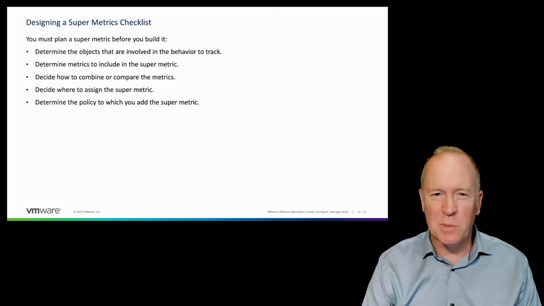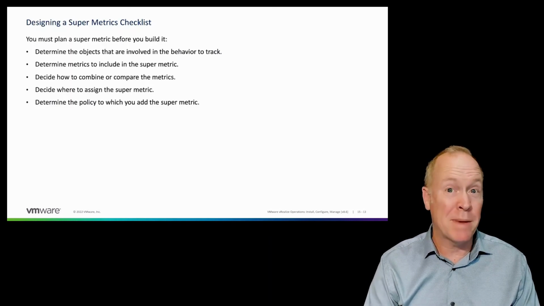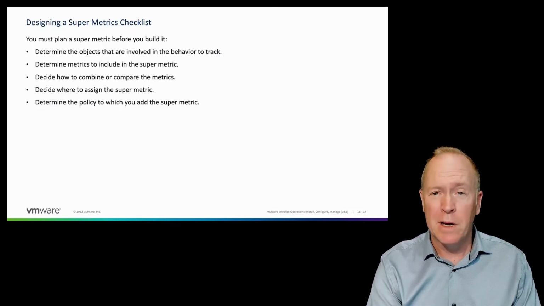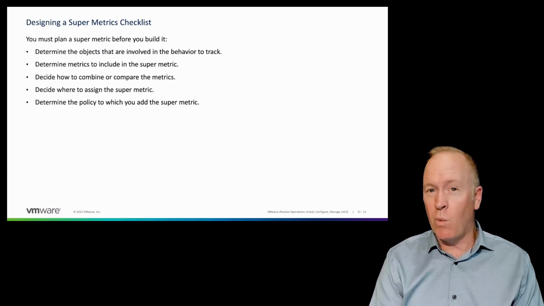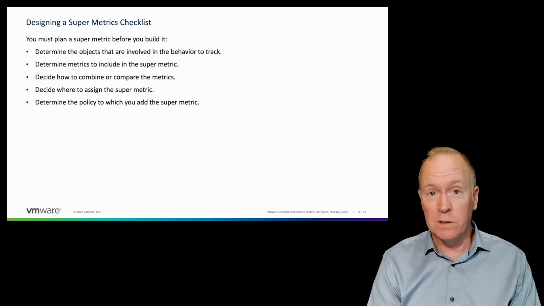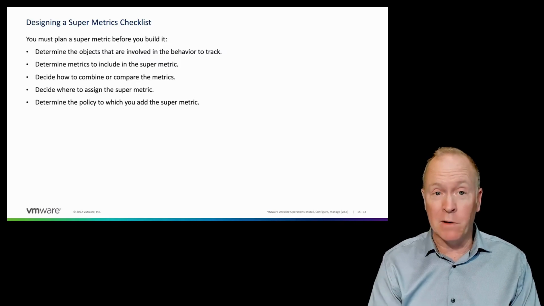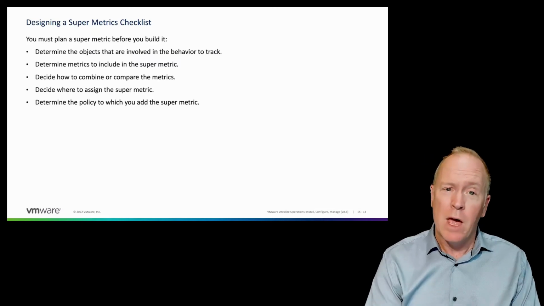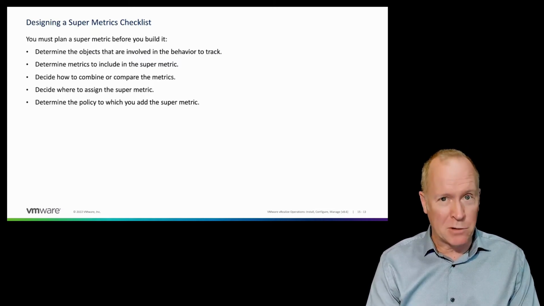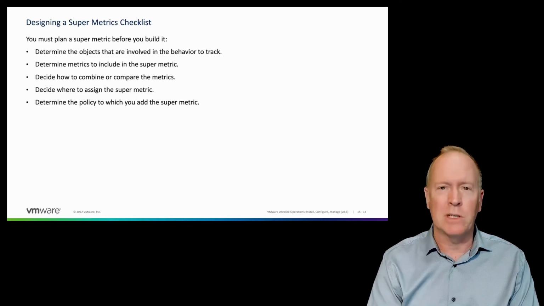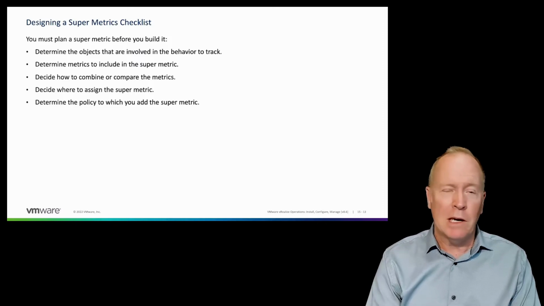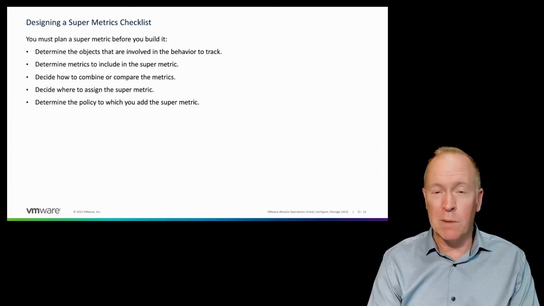Before you start creating a supermetric, you should take a little time to think about the design of the supermetric. So if you're going to create a supermetric, you need to know what objects are going to be involved for whatever it is you're tracking. Again, those may be all the same type of object, or it could be a combination of types of objects. You need to think about which performance metrics, again, those are the existing performance metrics, you plan to combine together in your supermetric. You need to think about how you're going to combine those performance metrics together. In other words, what is your formula?